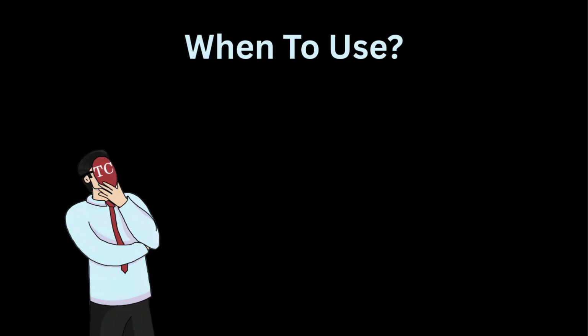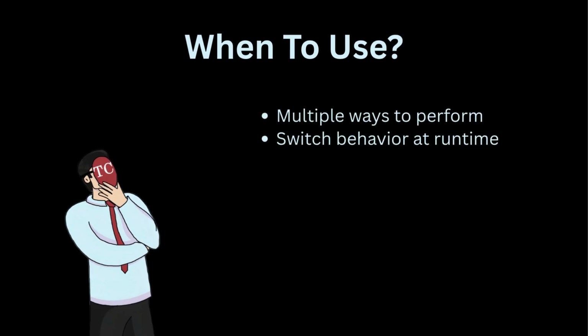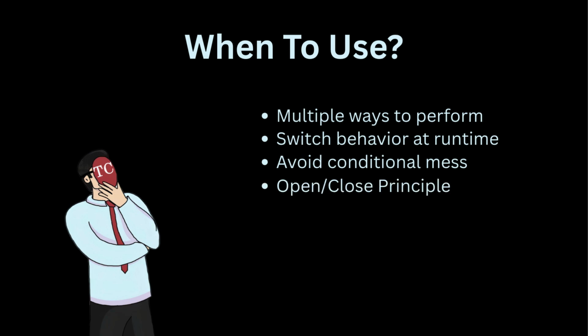This pattern is useful when you have multiple ways to perform the same task, you want to switch behavior at runtime, you want to avoid large conditional blocks, and you want to follow the open-close principle. You should avoid it when there is only one algorithm whose logic is extremely simple.